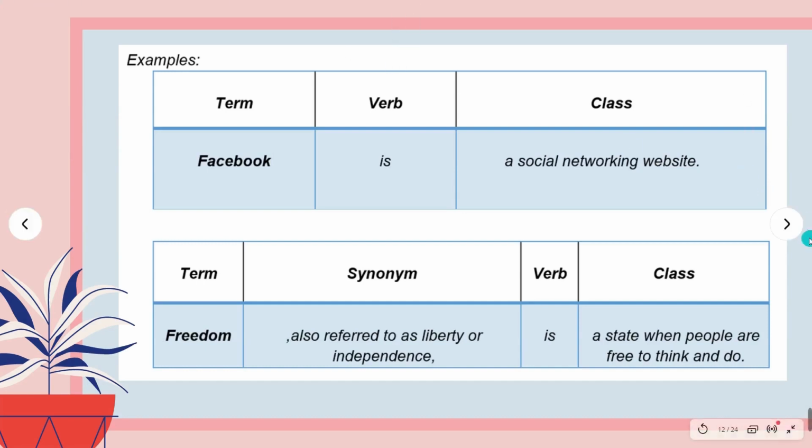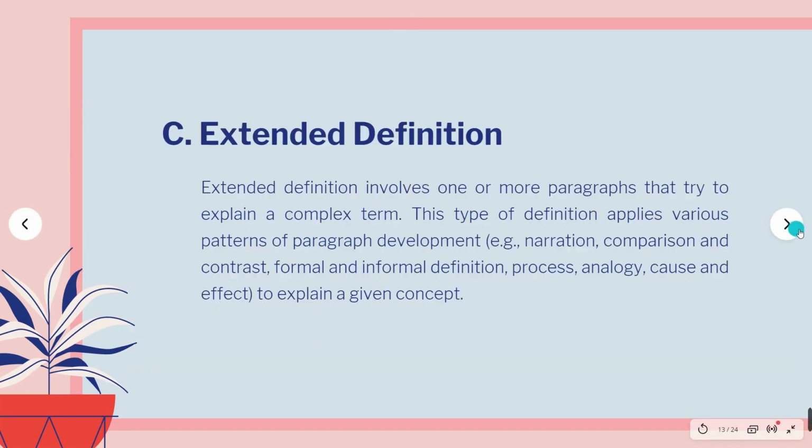Now let's proceed to the next. Extended definition. An extended definition involves one or more paragraphs that try to explain a complex term. This type of definition applies various patterns of paragraph development, for example, narration, comparison and contrast, formal and informal definition, process, analogy, and cause and effect, to explain a given concept.